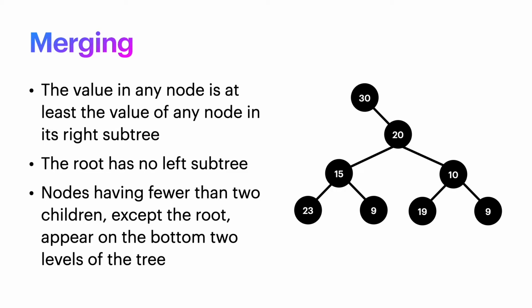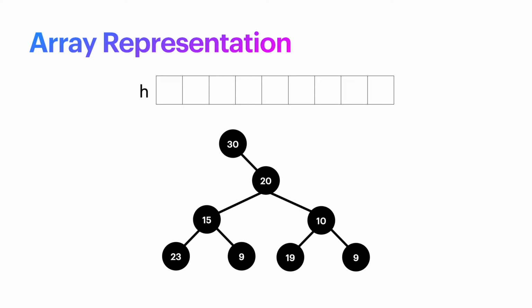But another thing that's really important is how we represent weak heaps in memory. We can do this with an array that is one element longer than the number of nodes we have in our weak heap. So if n is the number of nodes in our weak heap, then here, n would be equal to 8, and our array would need to be of length n plus 1, which is 9.